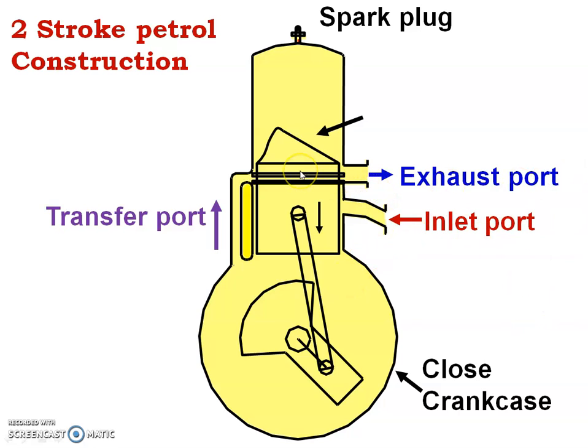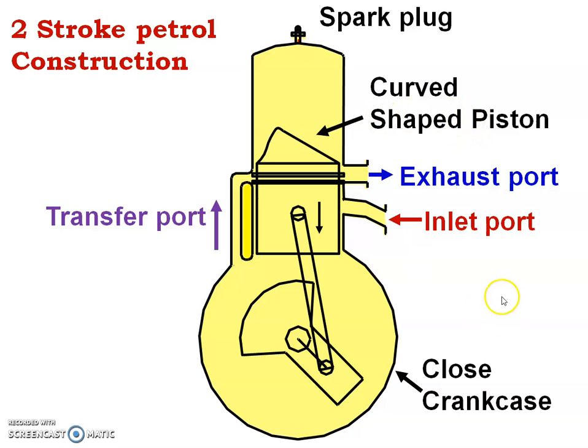Now you look at the piston. Here the piston is of curved shape, while in four-stroke the piston is flat. So this is another difference between the two-stroke engine and four-stroke engine. In two-stroke engine a curved piston is provided, while in four-stroke engine a flat piston is provided. The importance of the curved shape piston we will study during the working of two-stroke engine.